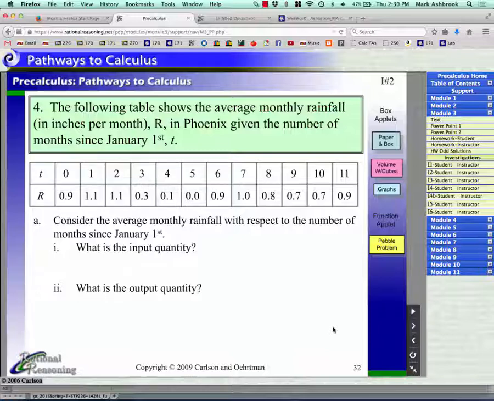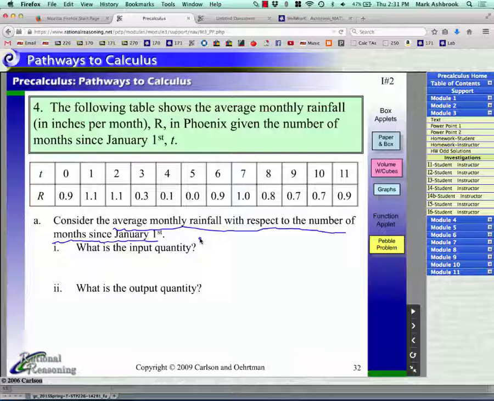All right, so they say the following table shows the average monthly rainfall, and this is number 4, given the number of months since January 1st. Here's the deal. Consider average monthly rainfall with respect to the number of months. What's the input and what's the output? What is the input quantity? You want months? Okay, it wants months. Agree with that? And the output is? Amount of rainfall.